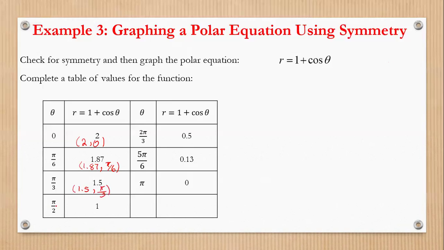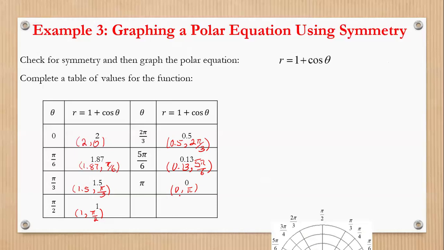Here replace theta by pi over 2. The cosine of pi over 2 is 0, and 1 plus 0 is just 1. So the point is 1 and pi over 2. And the same for other numbers. So we have these points. And on the polar grid, we need to find these points. And then after finding the points and connecting them to each other, we get this graph.